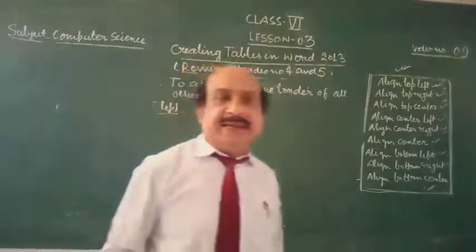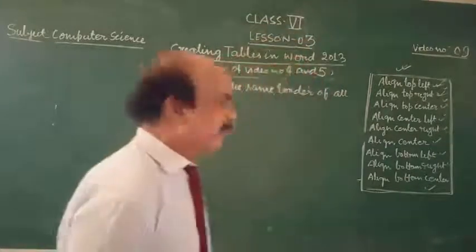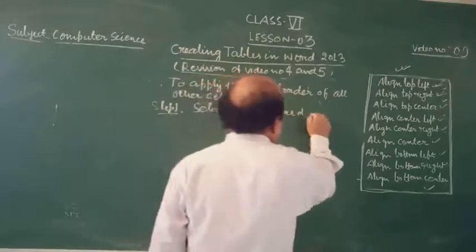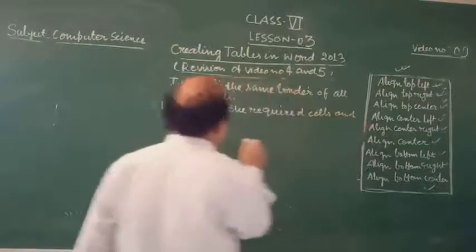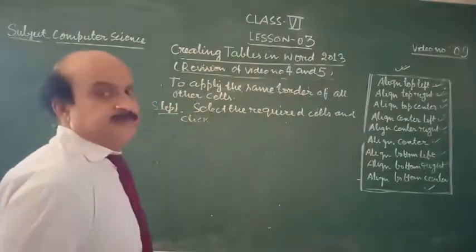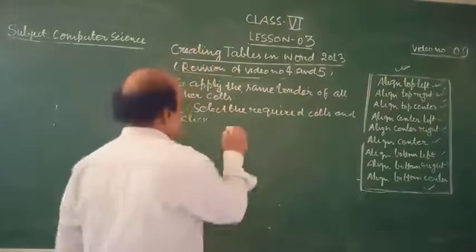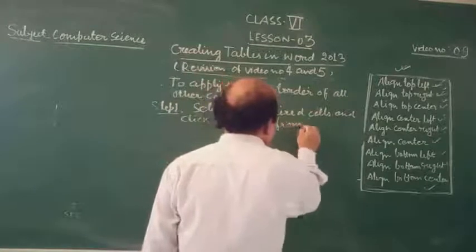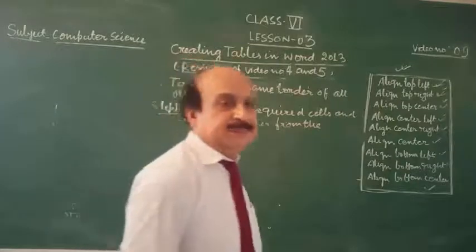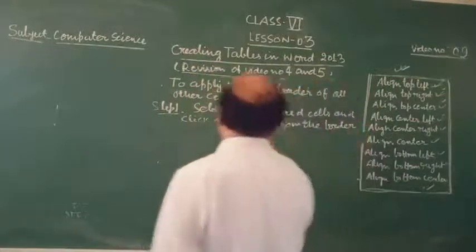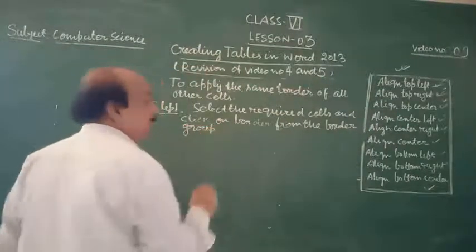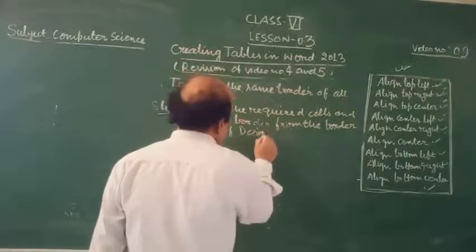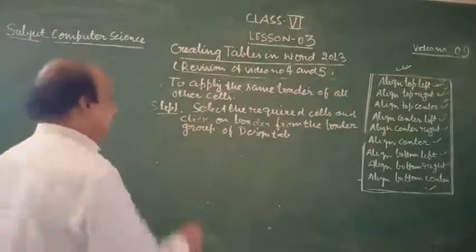Step 1. Select the required cells and click on border from the border group. You will find the border group on the design tab. Design tab. And then you will take the step 2.